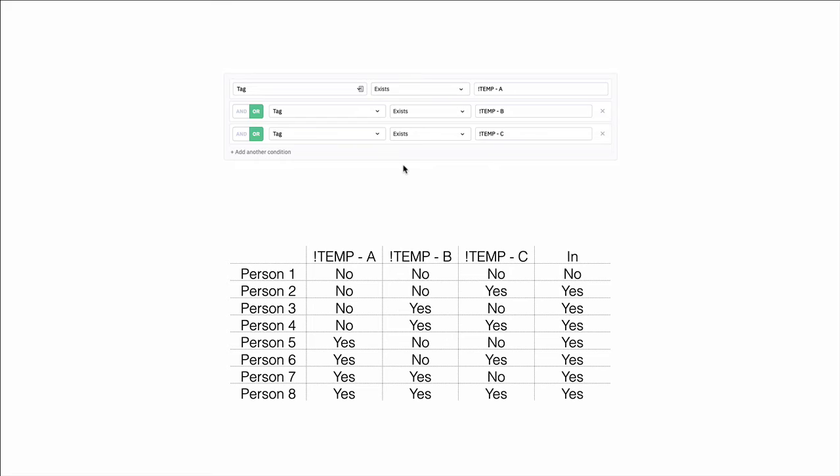Now the next one's the or. It's one or many. The only person that doesn't meet that requirement is person 1 because that person doesn't have any of those tags, but everyone else has at least one of those tags or more.